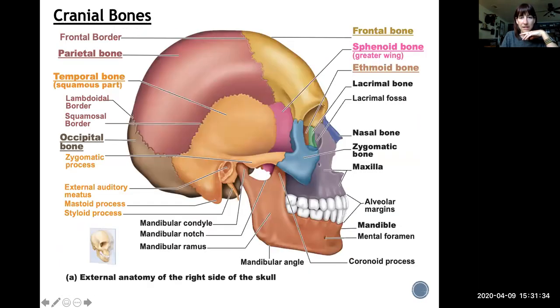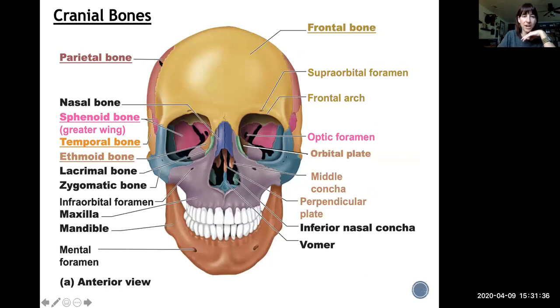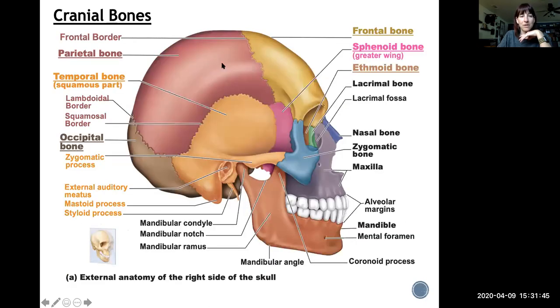So let's just wrap up our cranial bones with the parietal bone, which is this rosy red sort of color. You can kind of see it from the anterior view. You can see it really well, obviously, from the lateral view. And again, we do have two of them. They're paired. So this is the right parietal bone that we're seeing in this image here. It does ask you to know the frontal border. So basically, that's the border that it shares with the frontal bone.